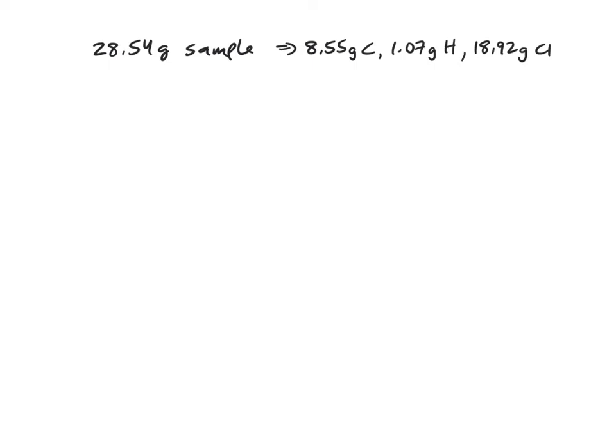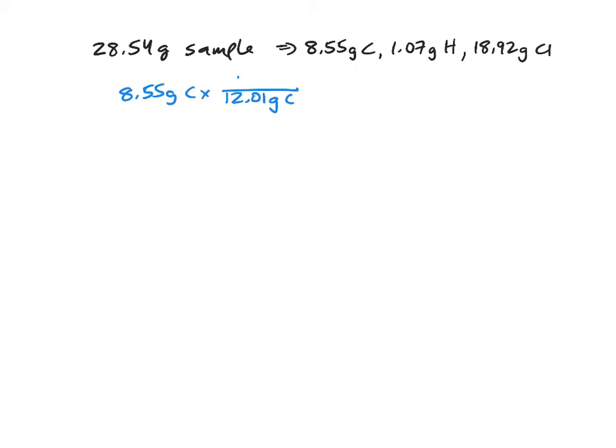Okay, so here we have a 28.54 gram sample which contains 8.55 grams carbon, 1.07 grams hydrogen, 18.92 grams of chlorine. We want to find the empirical formula, which is the smallest whole number ratio. So we have to convert grams into moles.